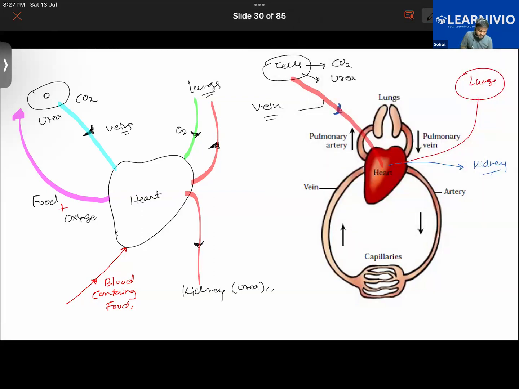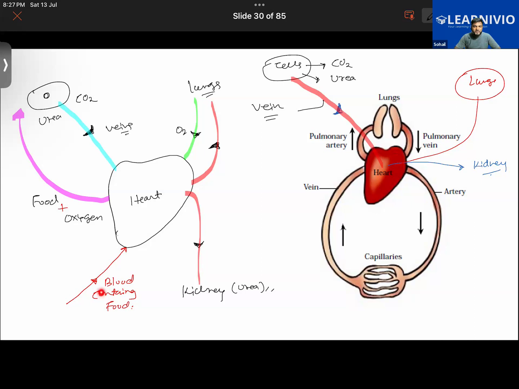Heart would be pumping the oxygenated blood also. So let us quickly summarize what we have learned here. In the second case, we learned that oxygen rich blood would be coming from the lungs towards the heart, right? Then blood containing food will also go towards the heart, right? Particularly this blood would be coming from the small intestine, as you guys can understand, right?